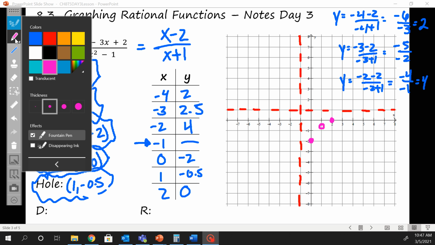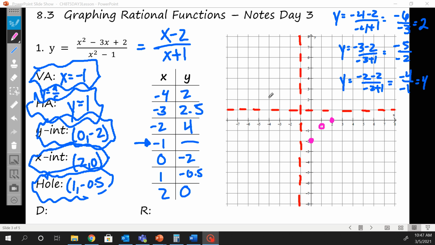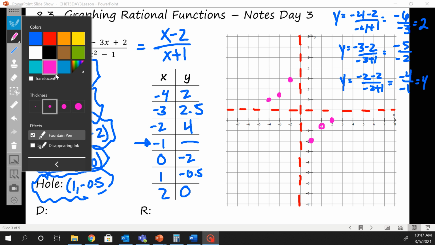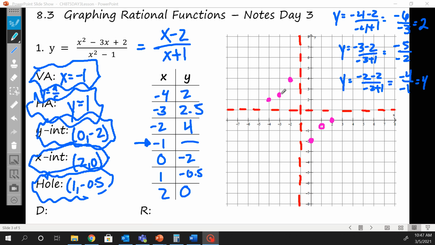All right, so let's graph these other ones that we don't have. Negative 4, 2. Negative 3, 2.5. And negative 2, 4. And then let's connect these. It approaches the asymptote. On the other side, it approaches the asymptote, but it's not going to go through that point because there's a hole there. Okay, there's no value here.